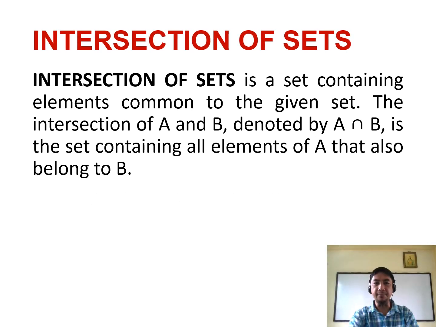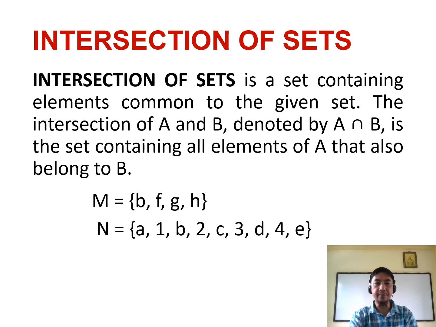Let's try to have another example. Suppose you are given set M, whose elements are B, F, G, and H, and another set N, whose elements are A, 1, B, 2, C, 3, D, 4, and E. So kung makikita mo sa sets M and N, walang ibang common na elements dyan, but only B. Okay? Yung F, G, and H, walang ka-common doon sa set N. Therefore, M ∩ N is just equal to {B}.